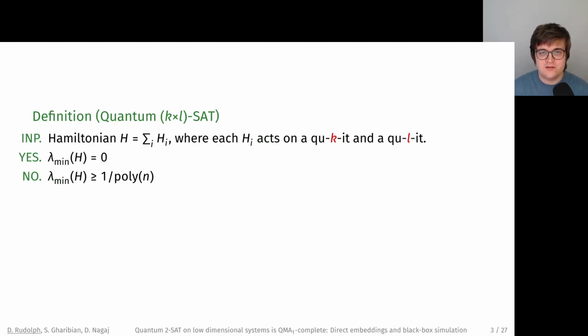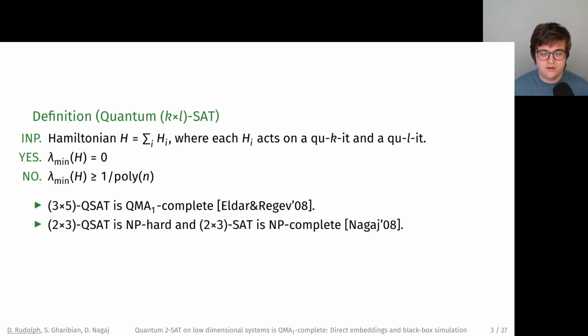And in this paper, we mostly study the quantum k-by-l SAT problem, where again we have some Hamiltonian H consisting of local terms H_i, where each H_i is 2-local and it acts on a qu-k-it and a qu-l-it. So in total we get a bipartite interaction graph. 3x5 QSAT is QMA1-complete, shown by Eldar and Regev. 2x3 QSAT is at least known to be NP-hard, and 2x3 SAT is NP-complete.